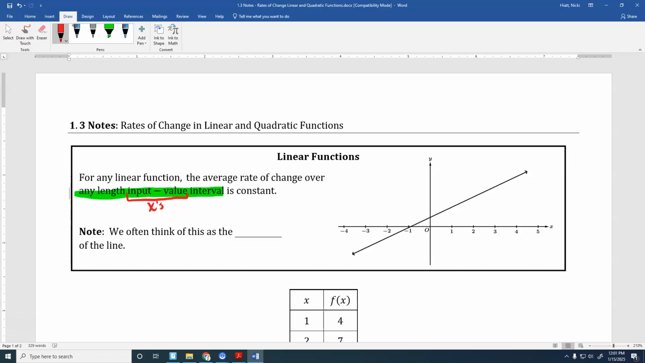So if I'm looking at a line, then it doesn't matter whether I find the slope from -1 up to +1. I could do this piece of the line. Or I could find the slope from 2 to 3. I could do this piece of the line. Or I could find the slope of every bit of that line that we can see there. I should get the same number every single time, right? Constant rate of change. We often think of this as the slope of the line. And we'll talk about the slope of the line because it doesn't change for a line, right? It's always the same.